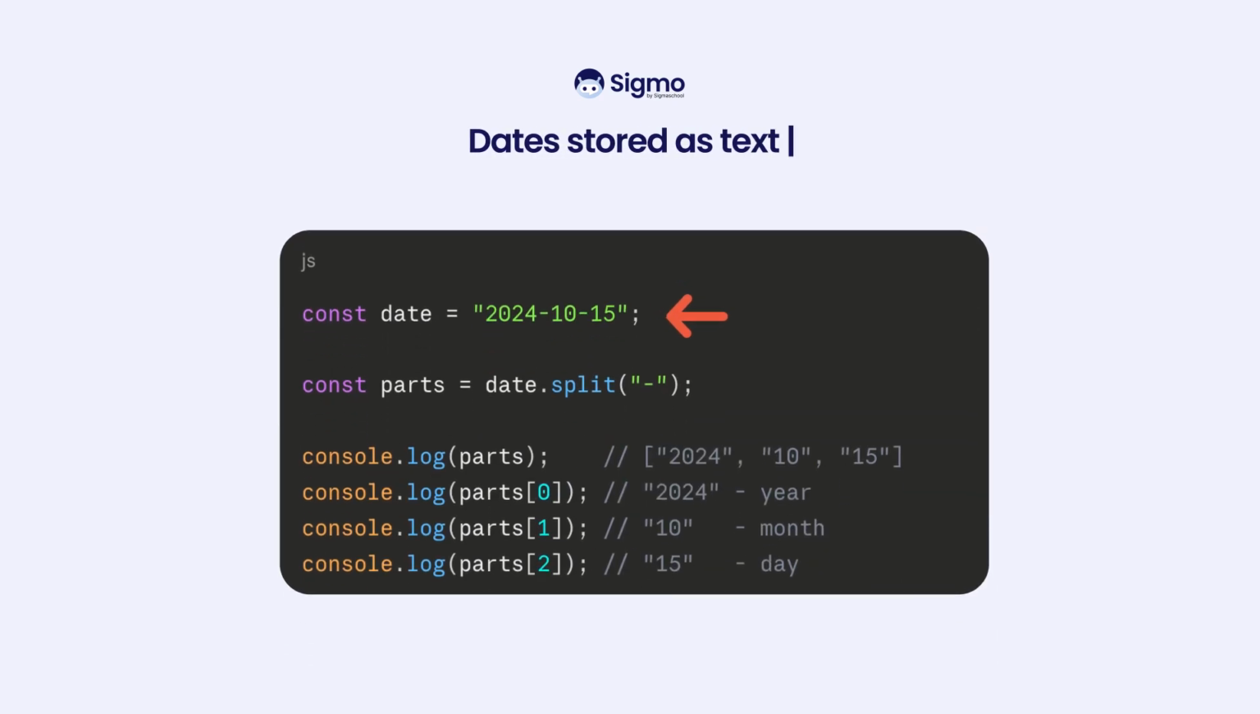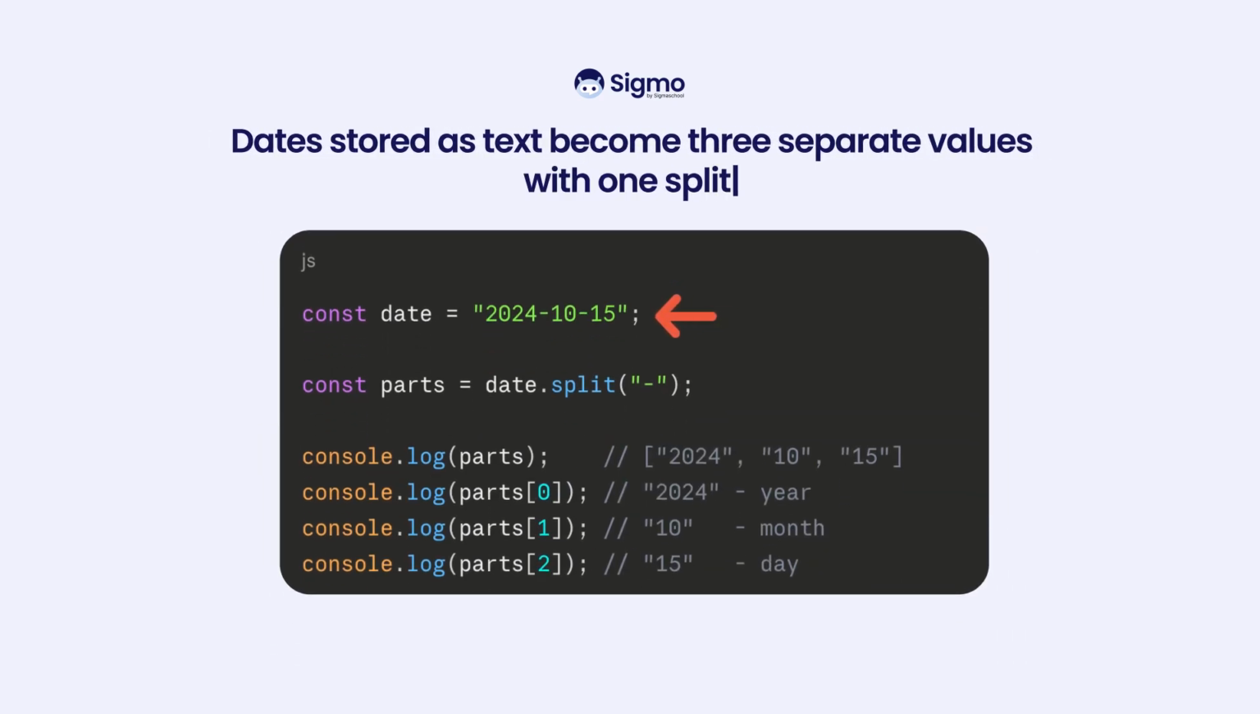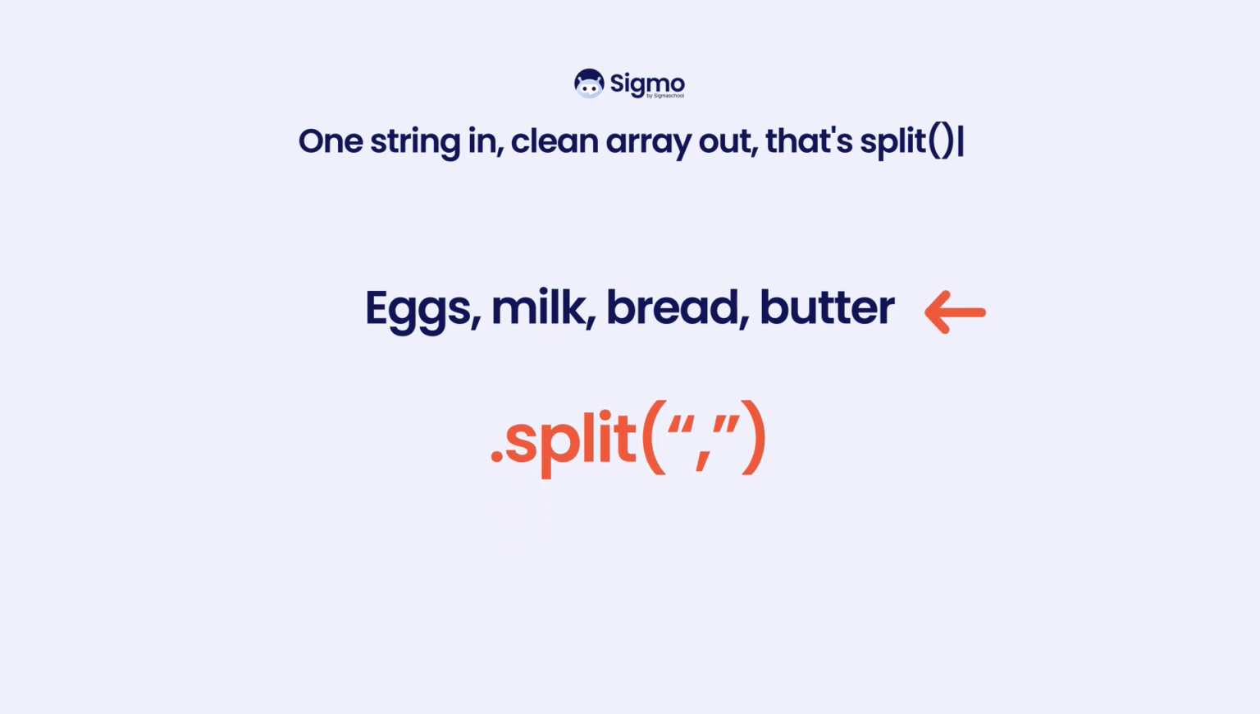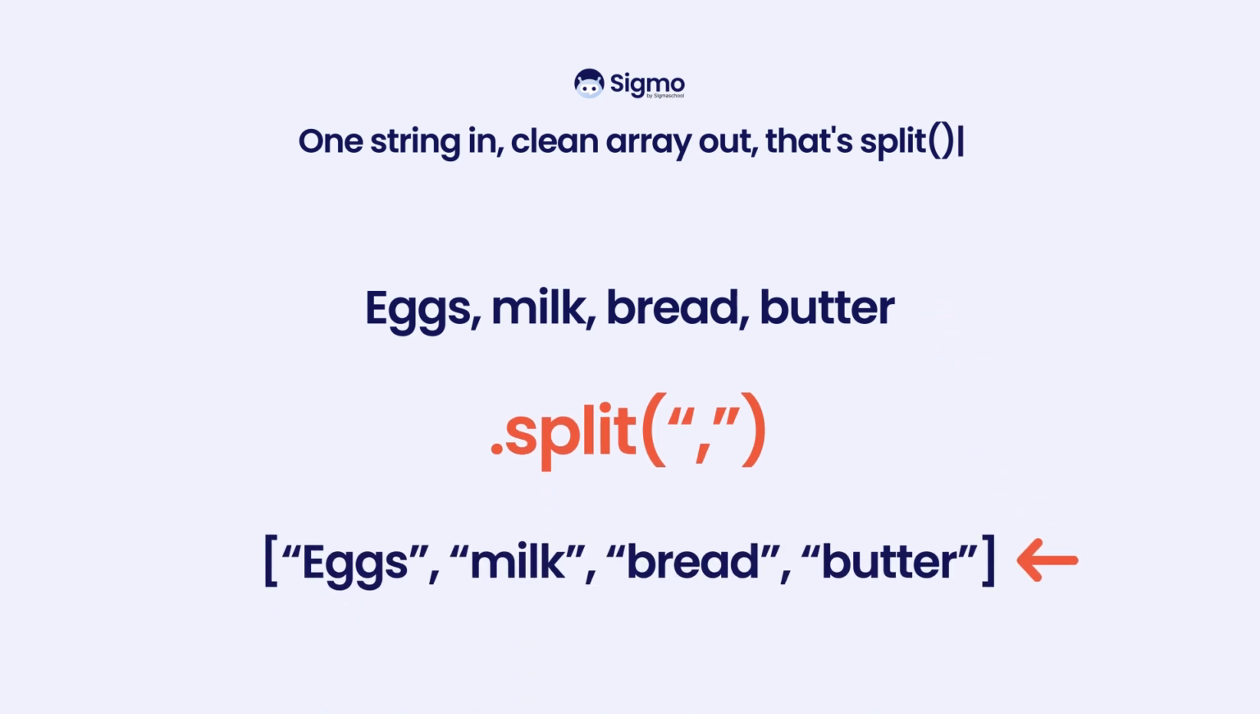A really practical use case is dates. Dates are often stored as text in a format like YYYY-MM-DD. Split at the dash, and suddenly you have the year, month, and day as three separate values you can actually work with individually.